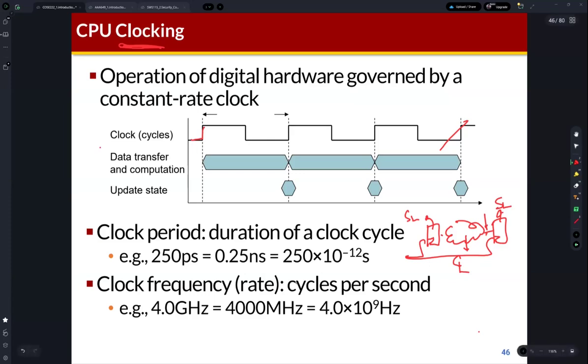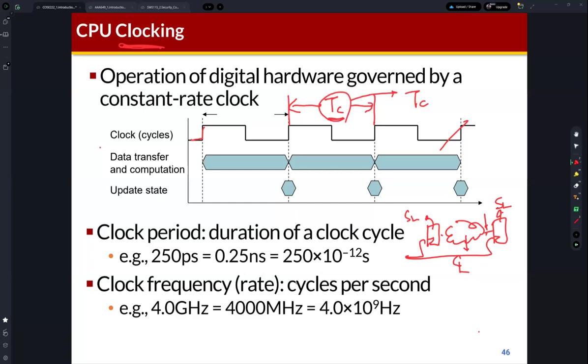Period is the time between a certain rising edge to the next rising edge. This is the period of the clock signal, and it's usually called Tc. C means the clock. So this is the clock period.